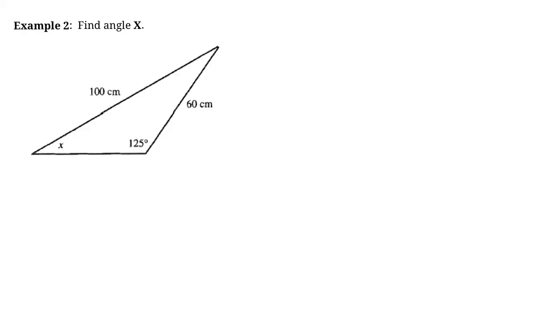Here's another example, but I would like you to try it on your own. This time we're finding angle X. So make sure you label the triangle accordingly, label your angles and your sides, fill in your sine law, and then you want to isolate for this angle X. Okay, so pause the video, and then when you're ready, you can hit play to check your answer.